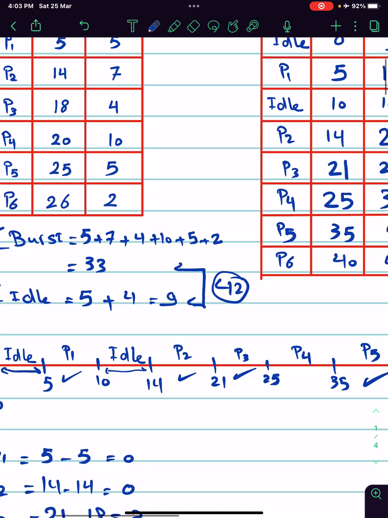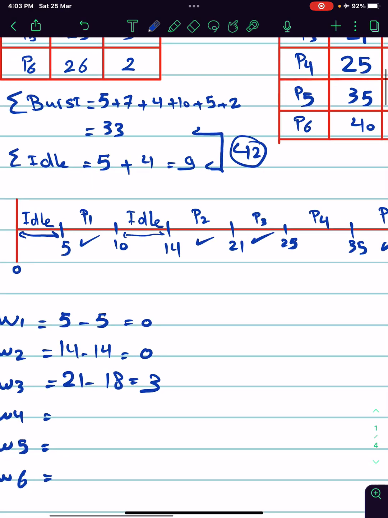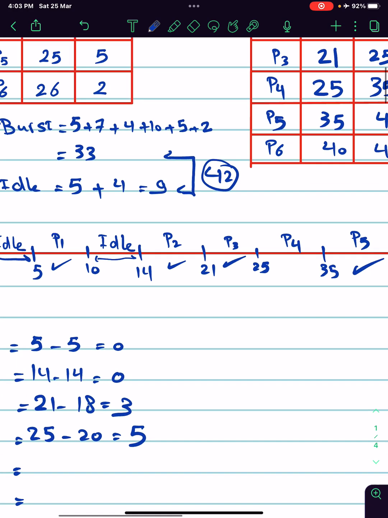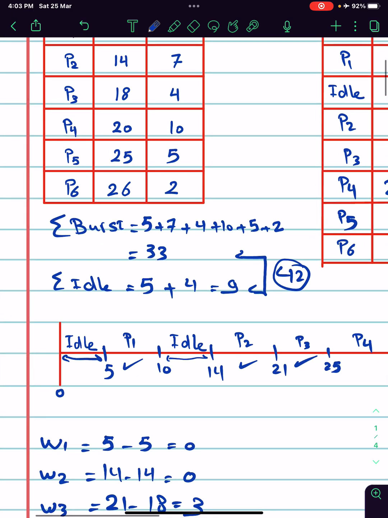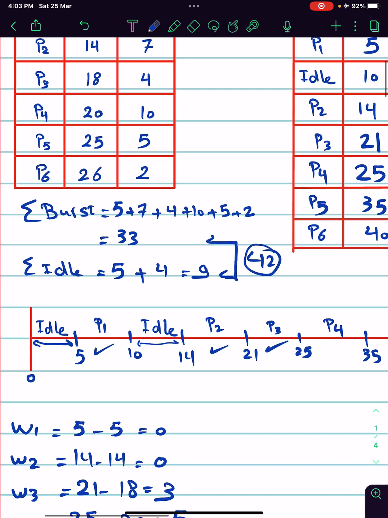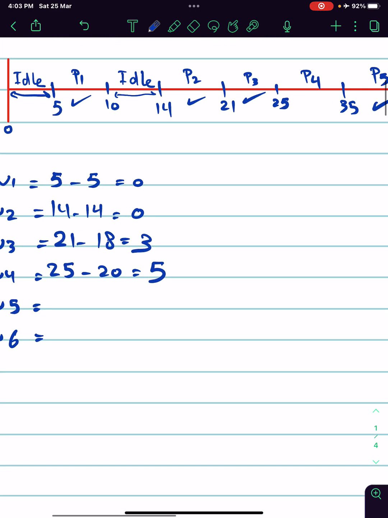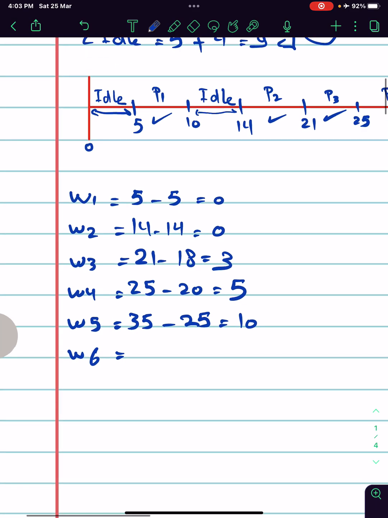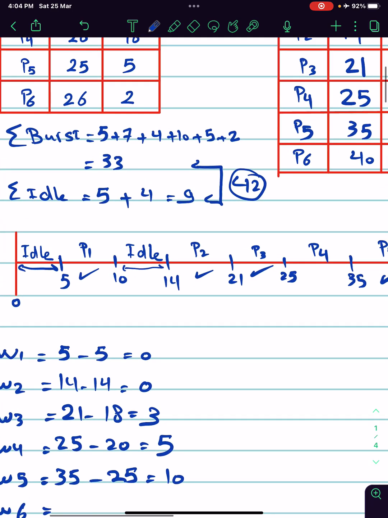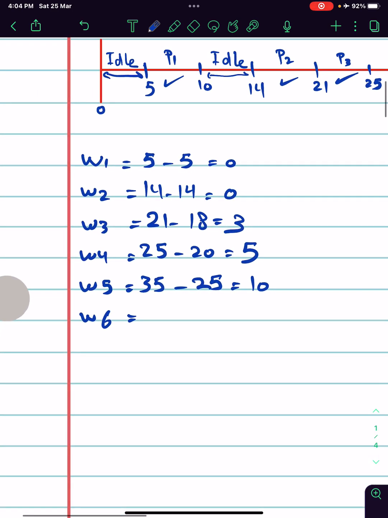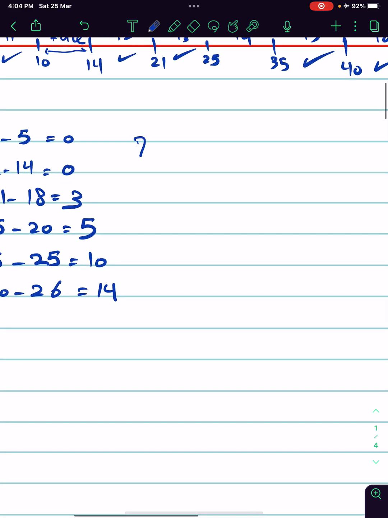Process 4 arrived at time 20 but started 25, so this is going to be 25 minus 20, this is going to be a 5. W5 or process 5 arrived at 25 and it started at 35, so this is going to be 35, which is the start time, minus 25, that's the arrival time, would be a 10. P6 arrived at 26 and started at 40, so this is going to be a 40 minus 26, this would be 14.